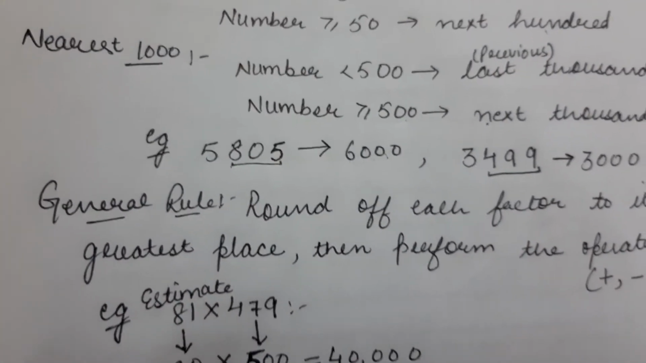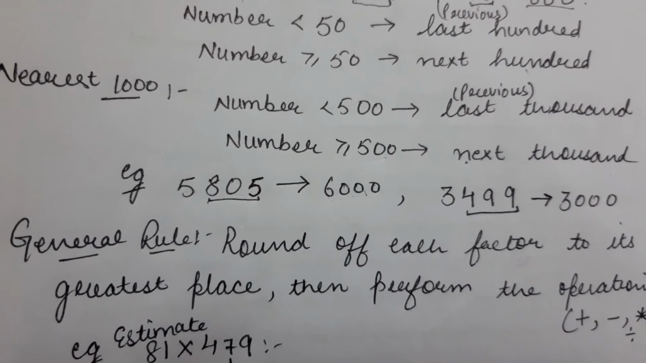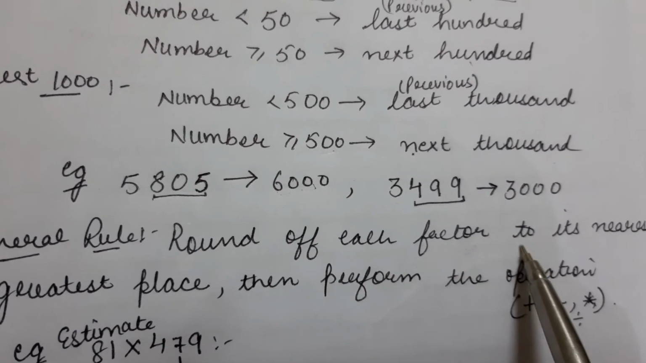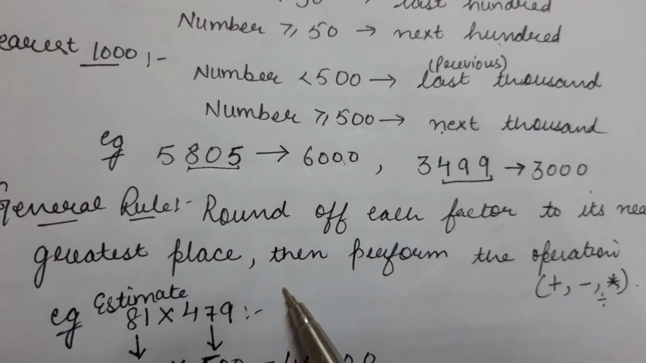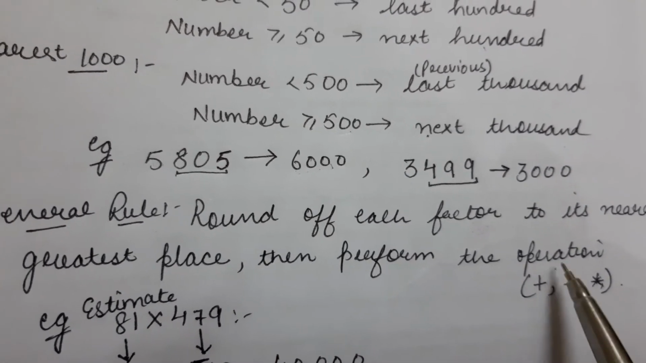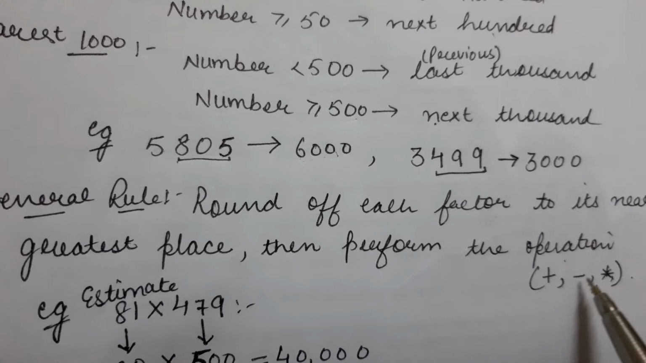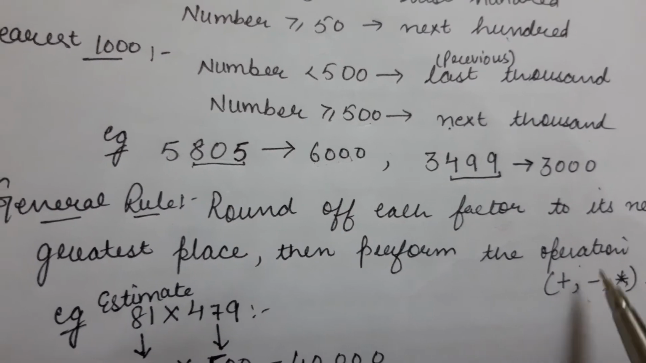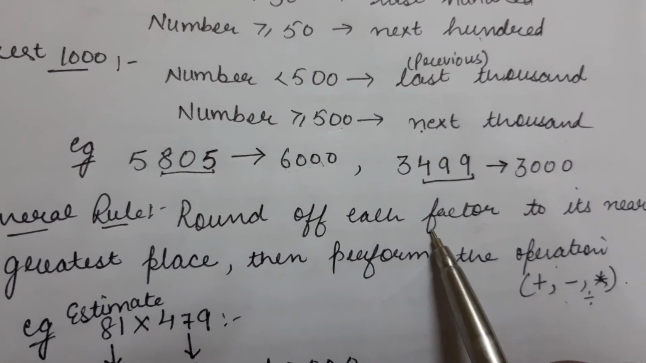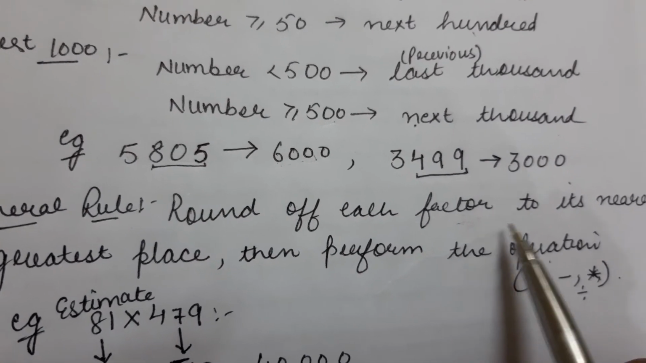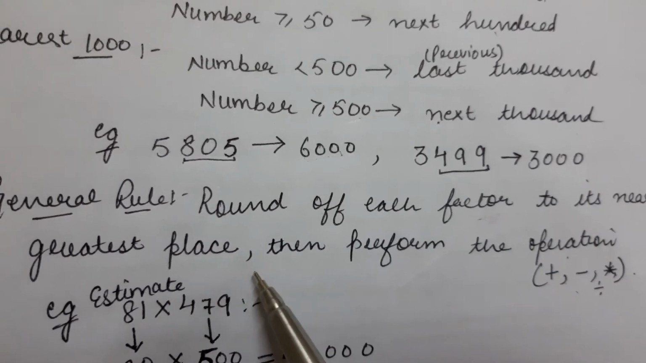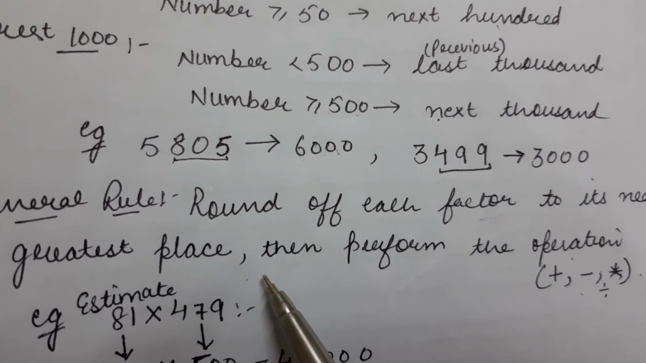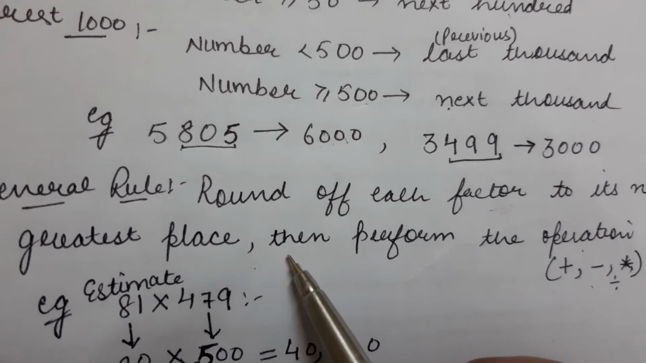So next is, what is the general rule to round off? General rule states that round off each factor to its nearest greatest place, then perform the operation. Whatever operation is there, plus, minus, multiplication, division, we will operate it accordingly. But firstly, we will round off each factor, each number to its nearest greatest place. Means the nearest 10, nearest 100, nearest 1000. We will round it off to the nearest greatest place.